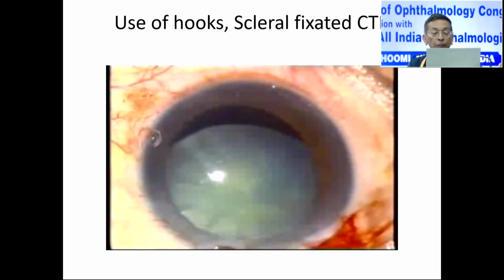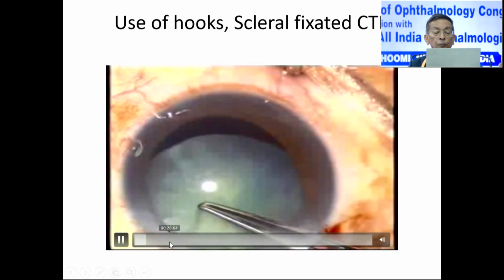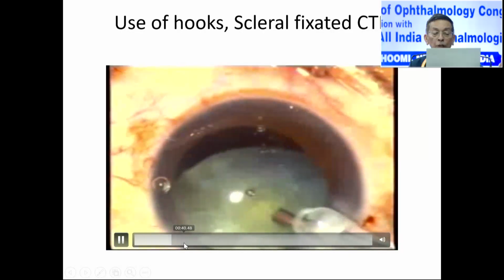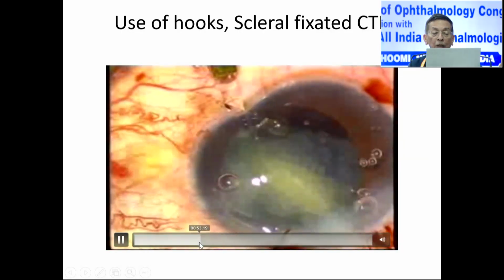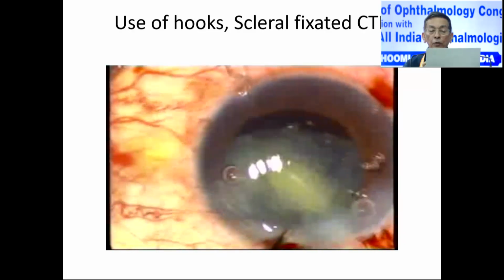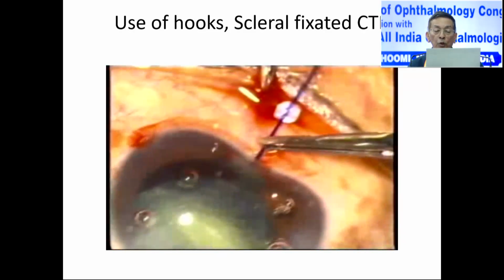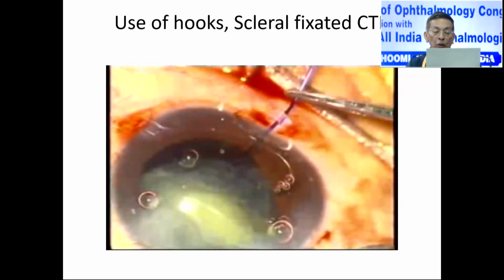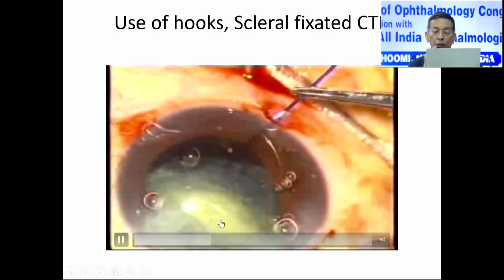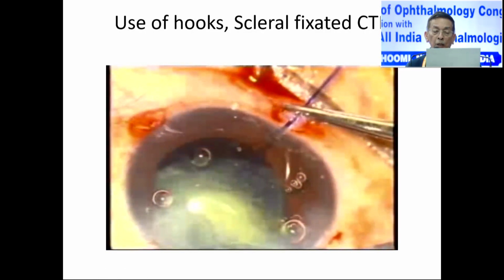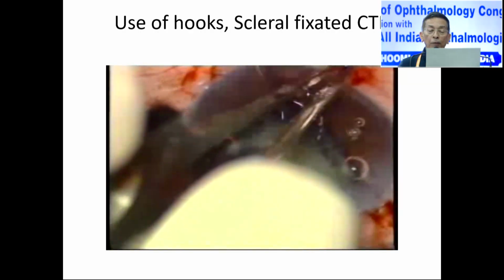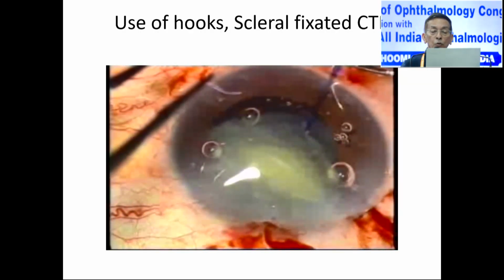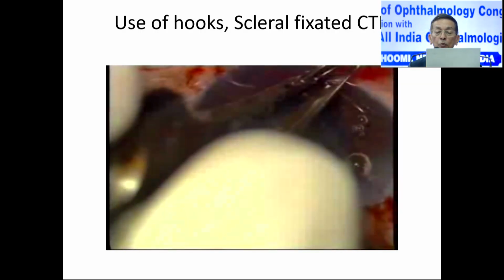stain the capsule, hydrodelineation. Now we have to see that the lens is moving, so we use the capsular hook so as to get a hold of the capsular bag, and once we have a good hold with the capsular hook, sometimes you can use the iris hook also, but you have the special capsular hook for that.